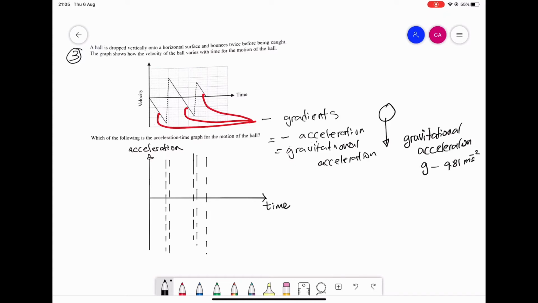So why is this negative? We consider the upward direction as positive and the downward direction as negative. So because the gravitational acceleration acts in the negative direction, this is a negative gradient. So we can plot this in the acceleration time graph as a negative value. This is a constant.